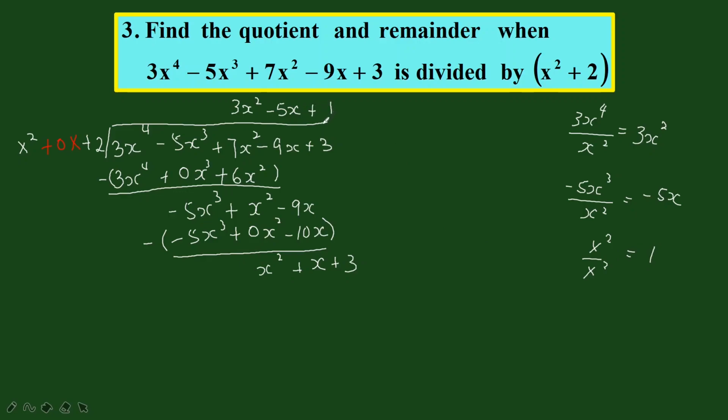Once I'm done with that, I will multiply them up. So I will have x squared, so 1 multiplied by x squared. And then 1 multiplied by 0x. And finally, 1 multiplied by 2. So I will have plus 2. So all of that I will minus out and I will have a balance of x plus 1. So that will be my remainder.